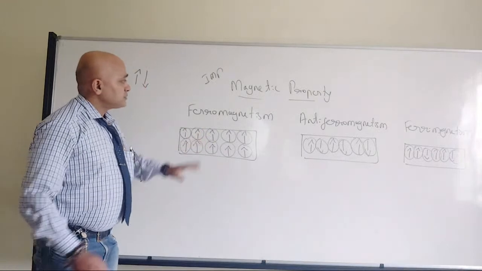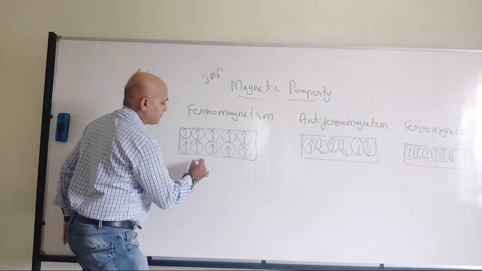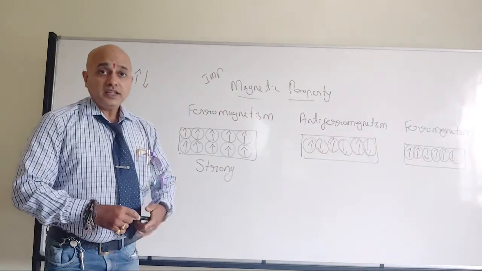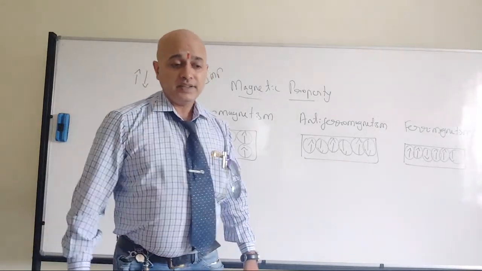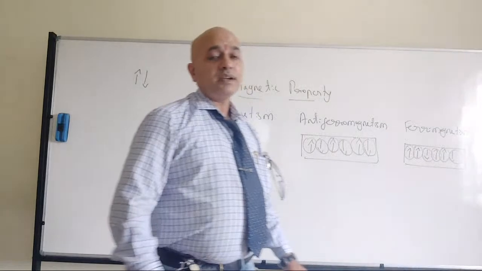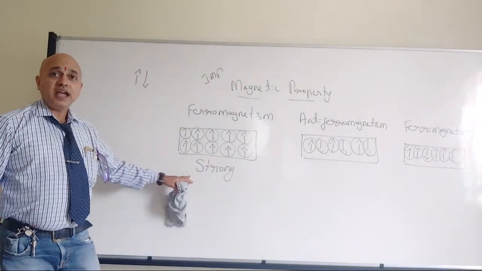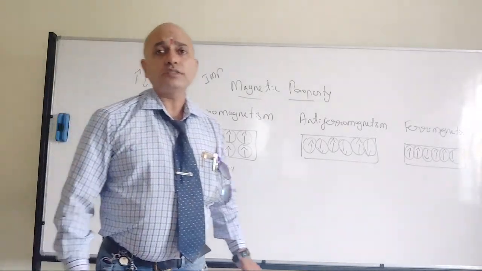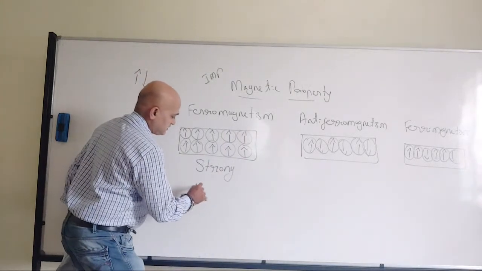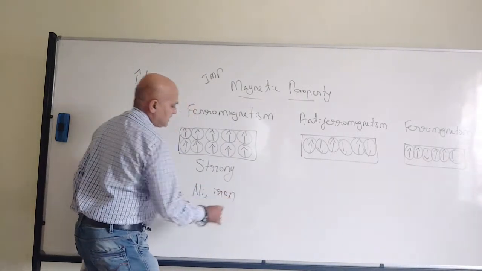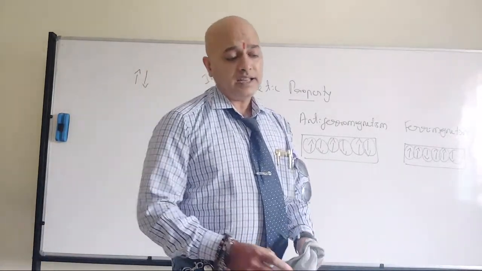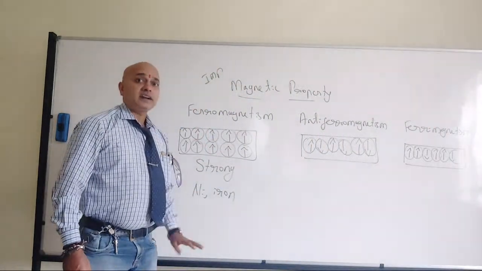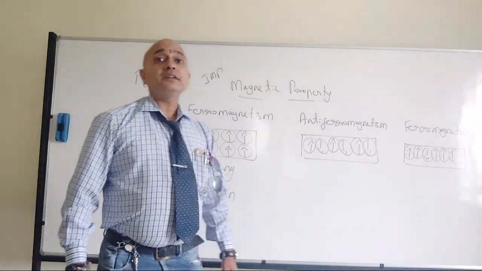Fine? Now, when it comes to ferromagnetism, they have a strong affinity towards the magnetic field. Even they can be converted into a magnet. If you provide suitable conditions, they can be converted into a magnet. That's where we have ferromagnetism. Nickel, iron, they all belong to this category. So nickel and iron are ferromagnetic elements, which can be converted into a permanent magnet.